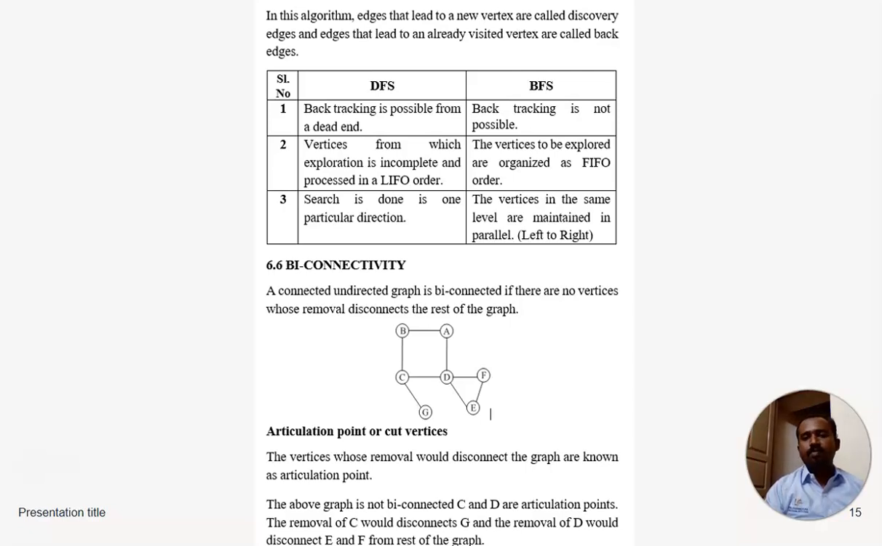In DFS, vertices from which exploration is incomplete are processed in LIFO order. LIFO order means last in first out. In BFS, the vertices to explore are organized as FIFO. FIFO means first in first out. The queue implementation is used in BFS. Next, DFS search is done in one particular direction, but in BFS the vertices in the same level are maintained in parallel, left to right. This is the difference between DFS and BFS.